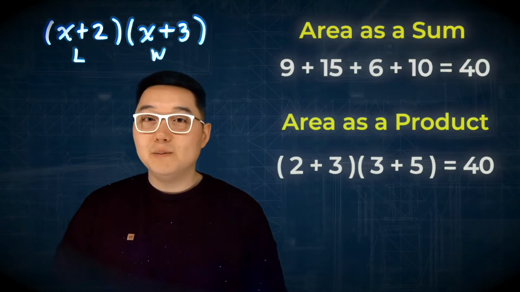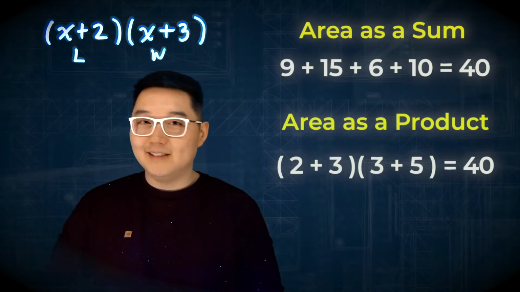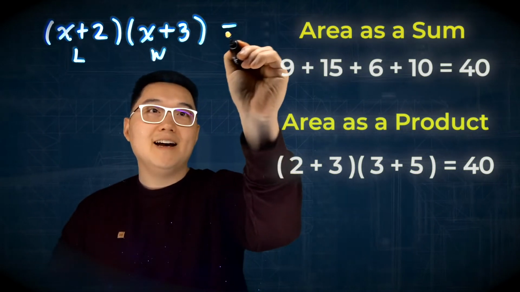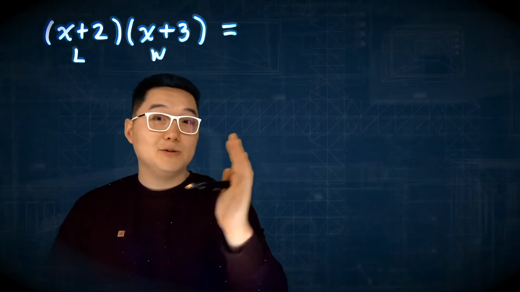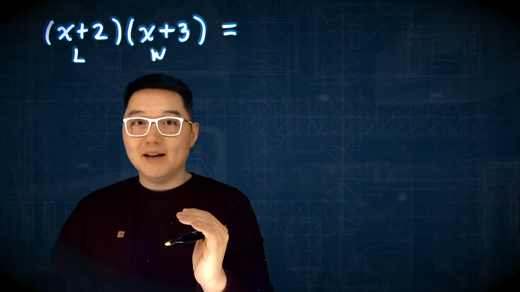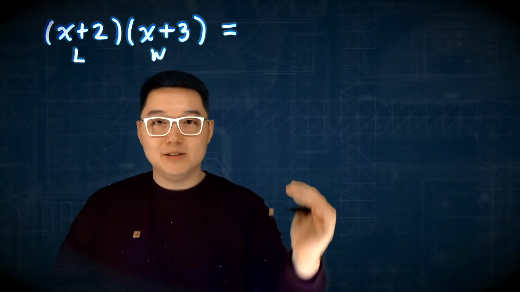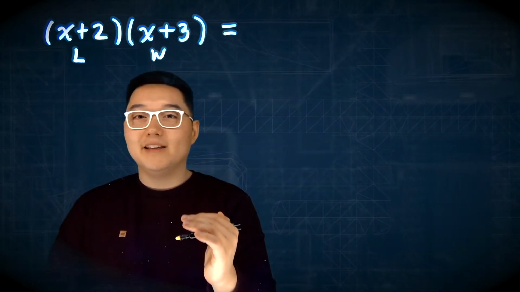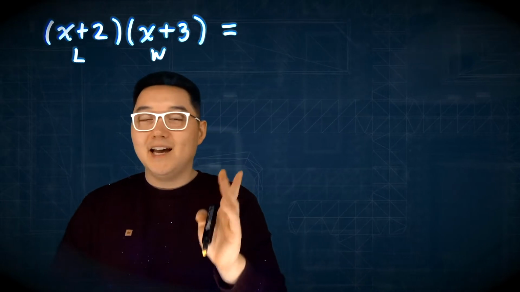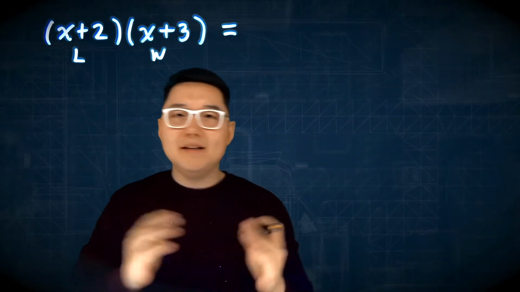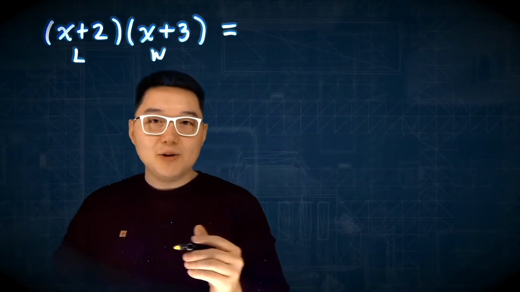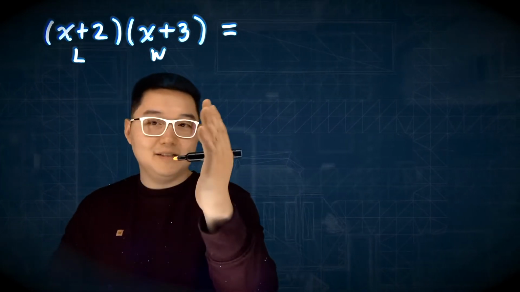So when we multiply two binomials, what we're essentially finding is the area as a sum. We're going to find the area of each individual section, just like our previous examples, and add them all together. Remember, the area can be written in two ways: area as a product and area as a sum. So what is the area as a sum? Let's go ahead and draw a rectangle to represent this situation.